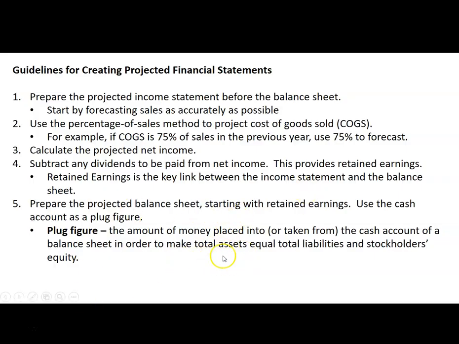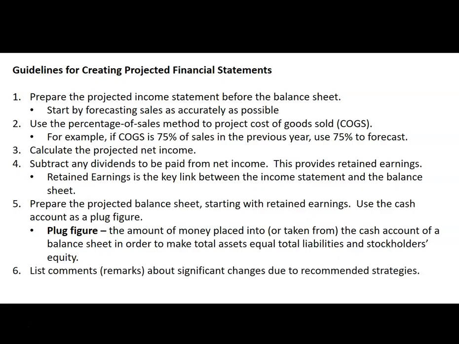So what amount of money do we need to place into or take from the cash account on the balance sheet in order to make sure that our balance sheet actually balances, right? So hopefully you remember this from accounting class. Total assets need to equal total liabilities. And this is true on the projected years, just like it is for any existing year. And then number 6 here is just nice in terms of presentation. Instead of just doing some math or doing some projections, you want to show your audience or your readers, in this case, why you made the changes you did. So it's nice if you can list some comments, especially in regards to the line items that are most impacted by your strategies.